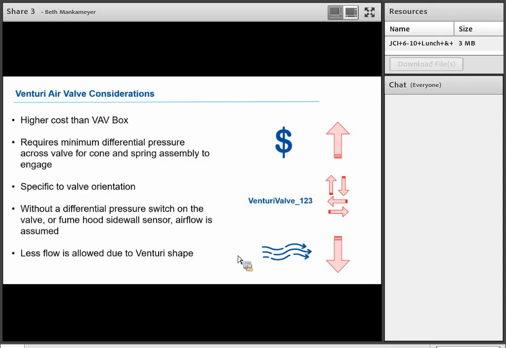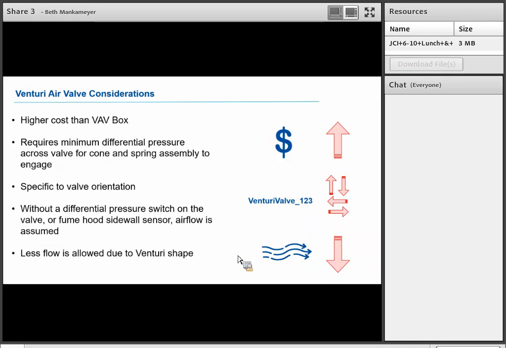So along with the pros come the cons. There are some considerations with Venturi valves, that obviously cost is going to be increased. It's a more sophisticated piece of equipment than a VAV box. So it is going to cost more.